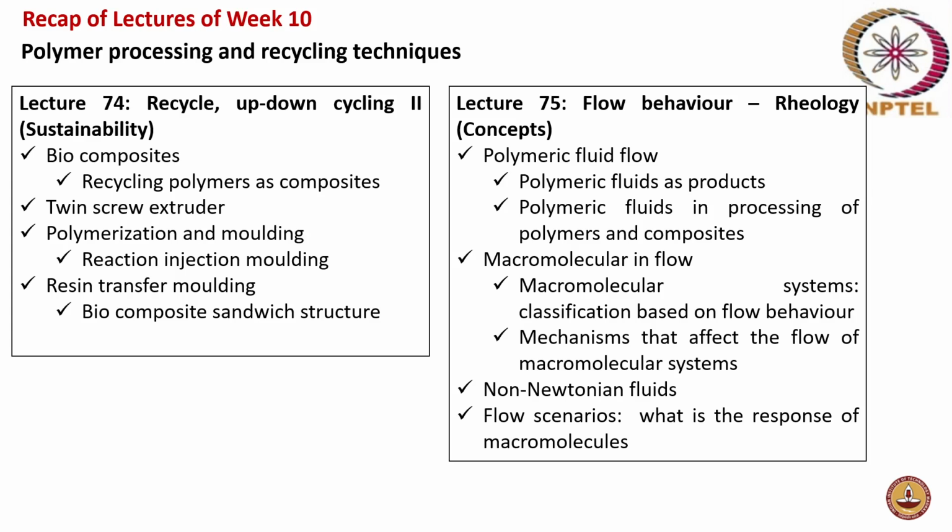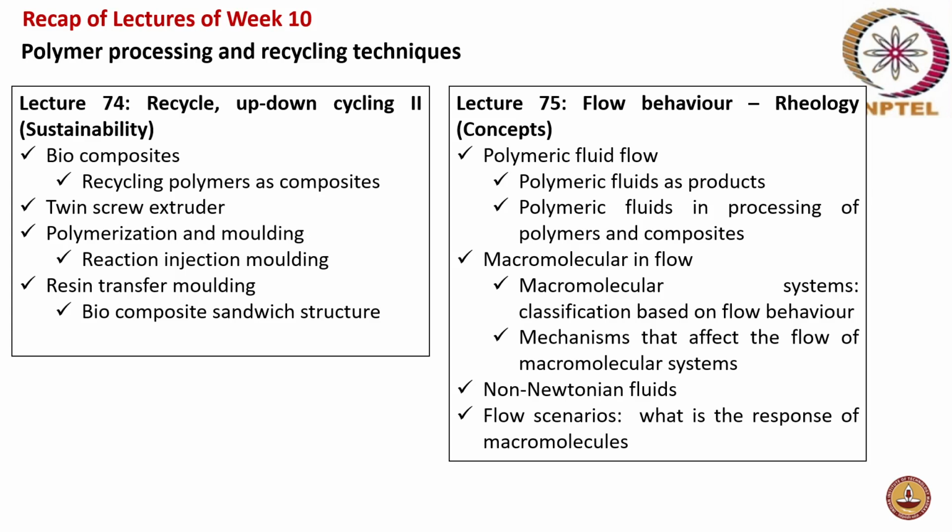And then the macromolecular inflow. How are macromolecular systems classified based on flow behavior? They can be polymer solution, or polymer melt, or a polymer gel. It can be a physical cross-linking or a chemical cross-linking. And what are the mechanisms that affect the flow of macromolecular systems? For example, the segmental mobility will affect, entanglement will affect, cross-links will affect. So every aspect of it will have an impact.